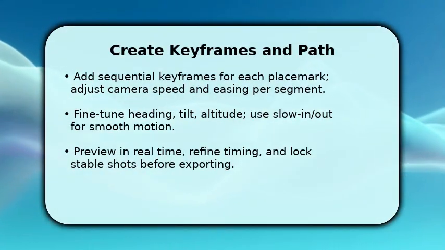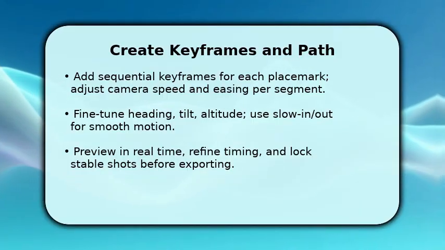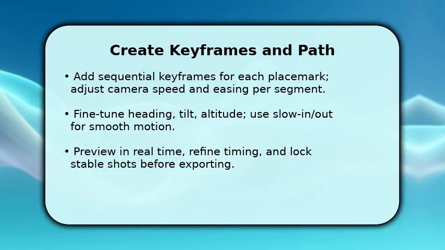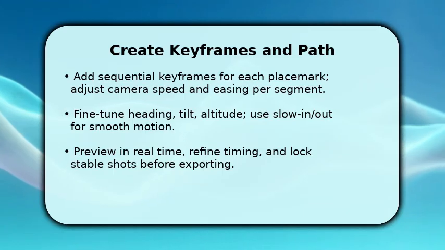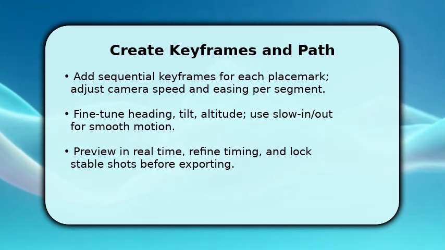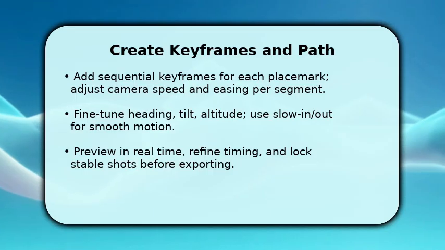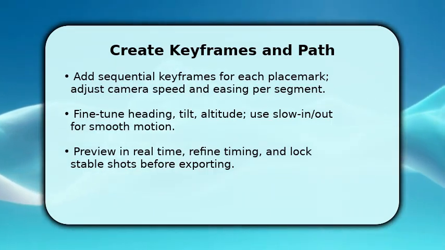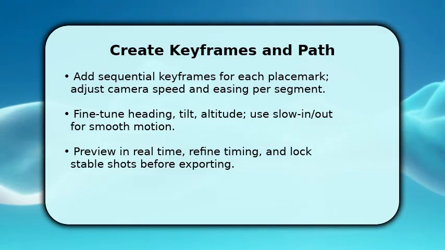Place sequential keyframes at each placemark or GPS coordinate and dial in heading, tilt, and altitude so each shot composes well. Make sure to adjust speed and easing. Slow in and slow out create natural acceleration and deceleration, which helps viewers follow motion. Preview the full path in real time and iterate.